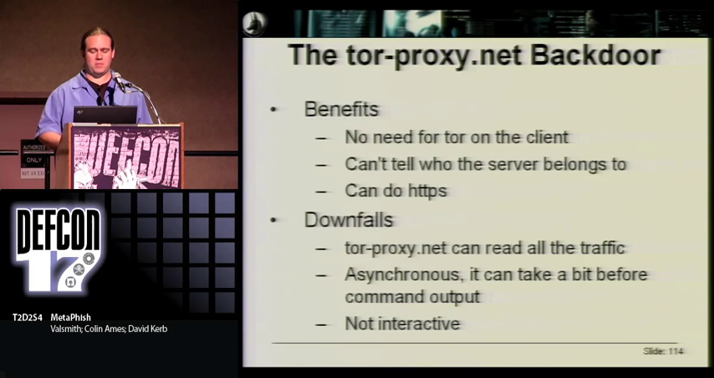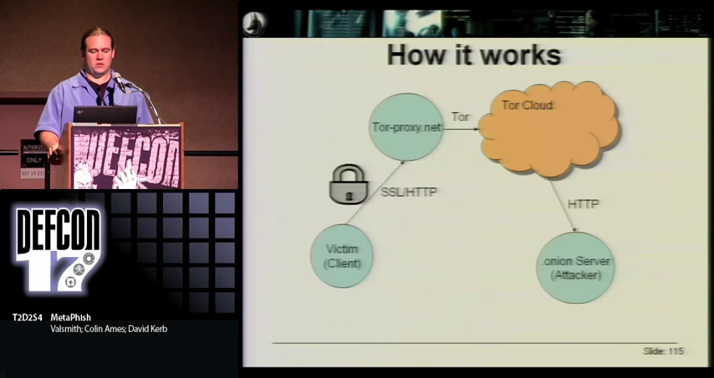So just a quick visual, because apparently a lot of people have trouble visualizing this. The victim's going over HTTPS to the torproxy.net. So torproxy.net at that point can see your traffic entering the Tor cloud. But really all they can see is something going to a .onion site and some random traffic that looks like HTTP over the actual connection.